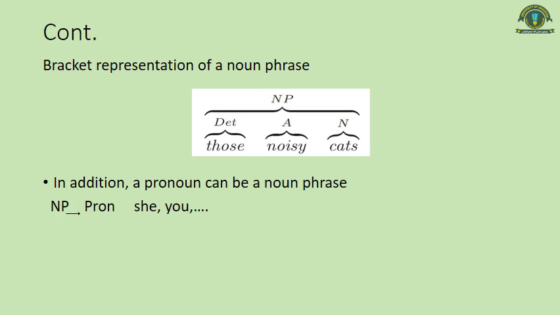Now you can see the bracket representation of a noun phrase: those noisy cats. A noun phrase contains a determiner, adjective and noun. In addition, a pronoun can be a noun phrase as well. For example, we can use she or you, and that is called a noun phrase under syntax.